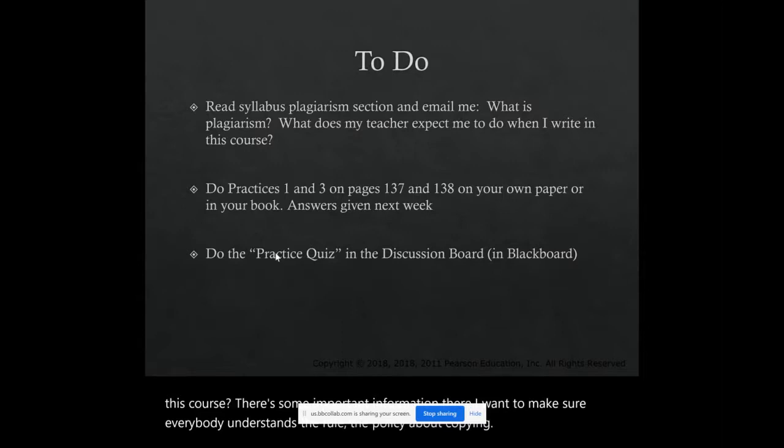All right. And then practices 1 and 3 on page 137 and 138. You can write your answers on paper or in your book.